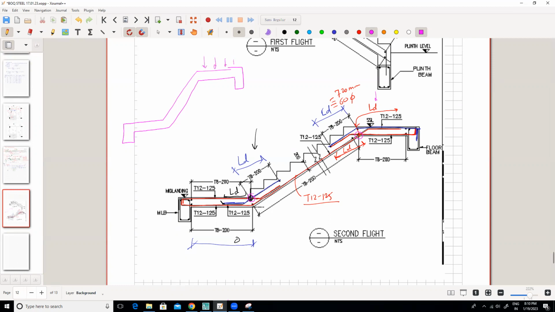As there is a load on the staircase, you know that this angle will try to open up and there will be a crack like this. Then this angle will also try to open up and there will be a crack like this. To avoid these cracks, we are continuing the steel like this, going ahead. And this bottom bar also I am taking and going like this, right?